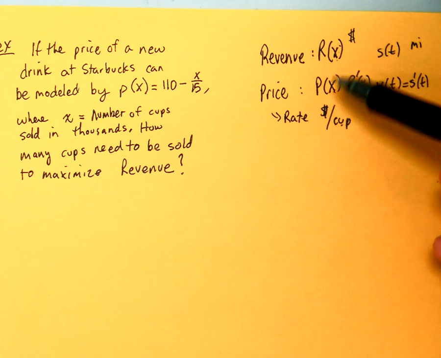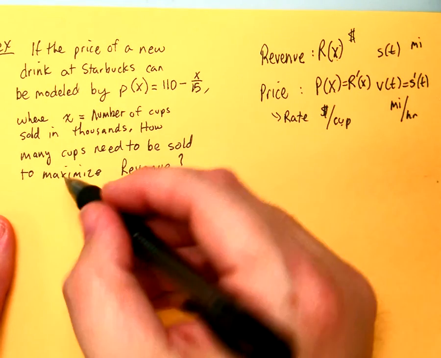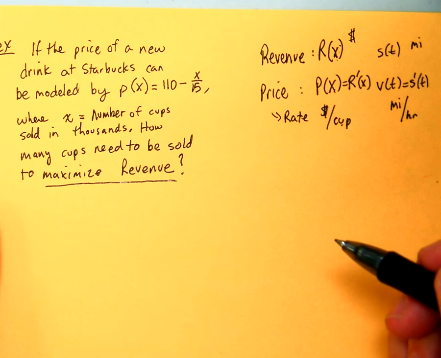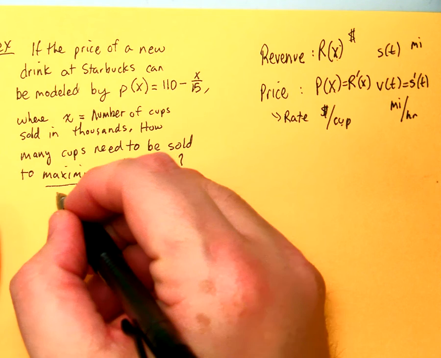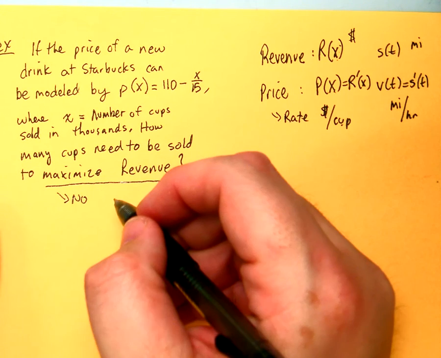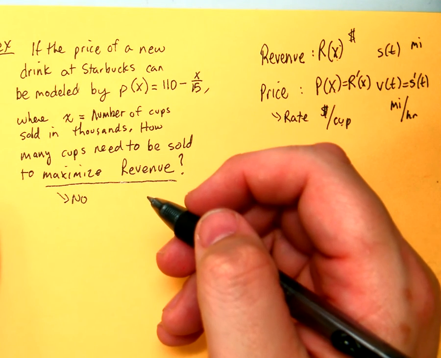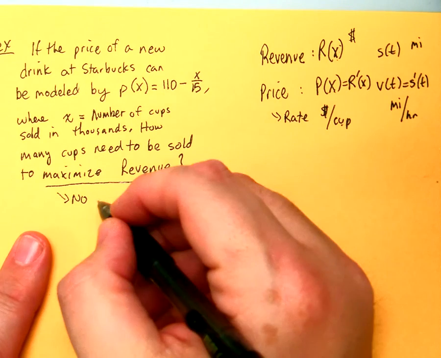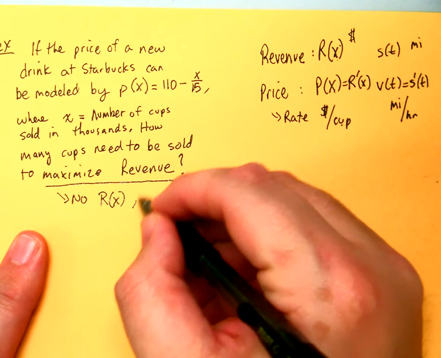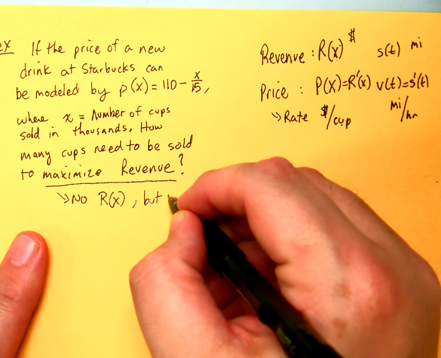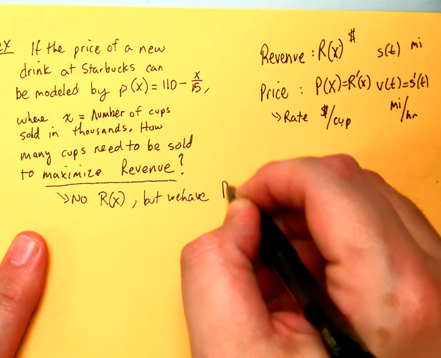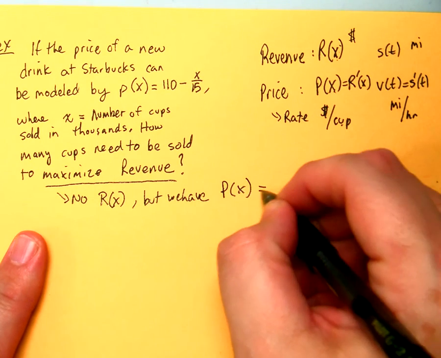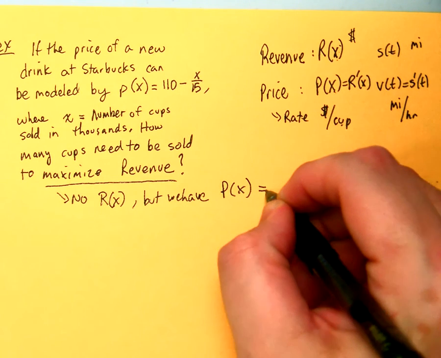So, now if we're trying to maximize revenue, do I have an equation for revenue? No. Do I have anything for cost? No, so I have nothing for cost and nothing for revenue. So there's no R of X. But we have P of X. So what's P of X equal to? The derivative of the revenue.